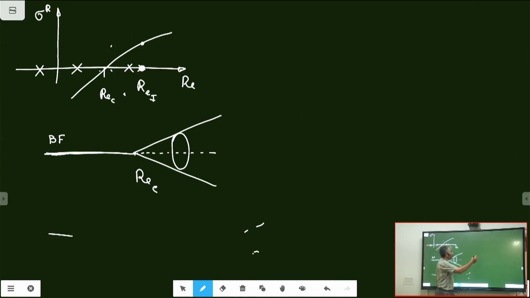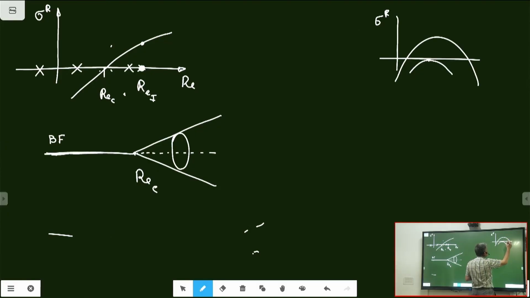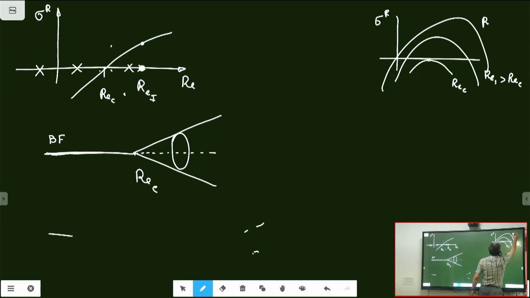So remember, the perturbations look like that at the critical point, sigma r. And at this point, only one perturbation might start growing. But later on, you will get something like that. So this is Reynolds critical. This is Reynolds number 1, greater than Reynolds critical, and this is Reynolds number 2, which is greater than Reynolds number 1. See what happens? It becomes larger, it expands.